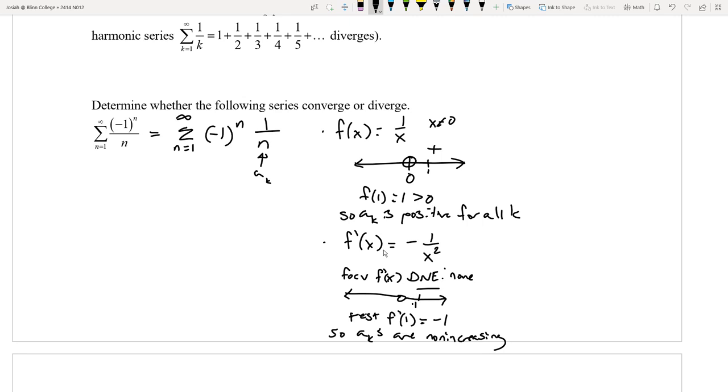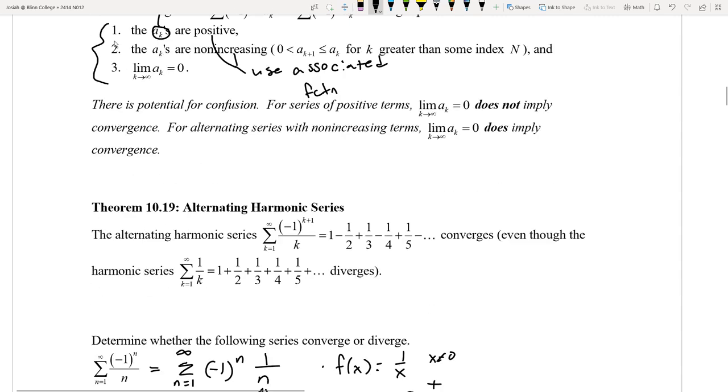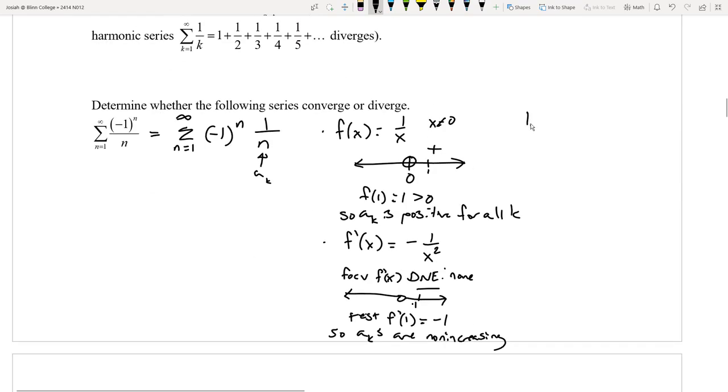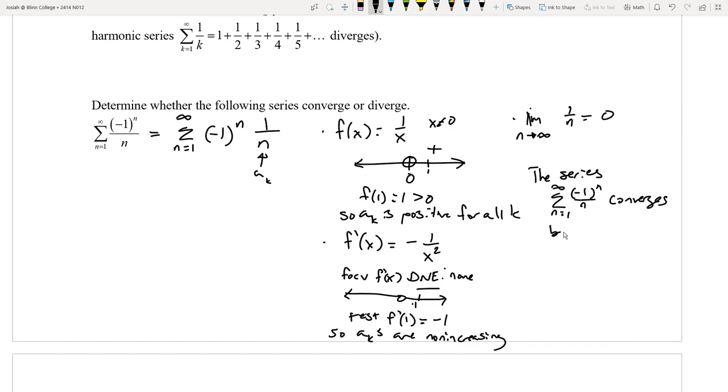And so the last thing that we need to check is we've got 1, we've got 2, we just need to show that the limit goes to 0. So we take the limit as n goes to infinity of 1 over n, and of course we get 0. And so we can say the series, n equals 1 to infinity of negative 1 to the n over n, converges by alternating series test, AST. And so that would be our solution there.